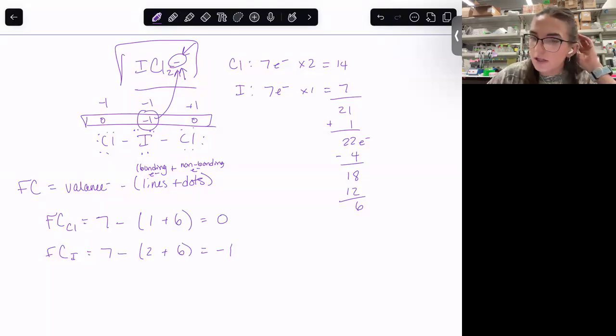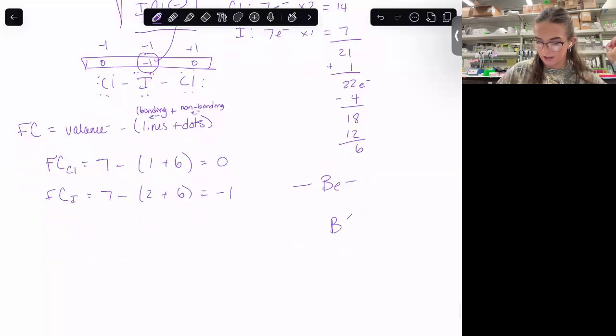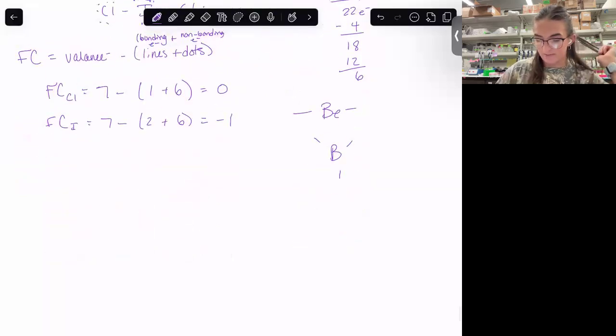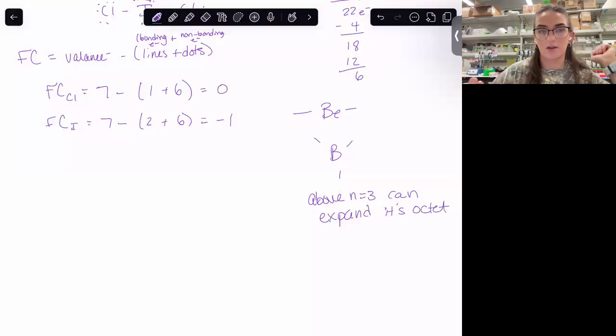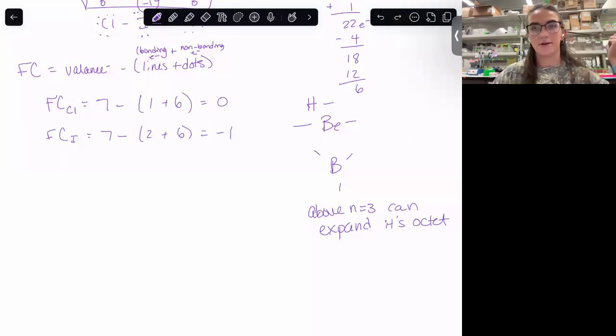Great. And then I would say you would need to know your 3 exceptions for the Lewis dot structures. Beryllium just has 2, boron has 3, and atoms above n equals 3 can expand their octet. I think those are the big ones. And then hydrogen only wants 1, and helium wants 2. Okay, you can ask your question now, Matthew.